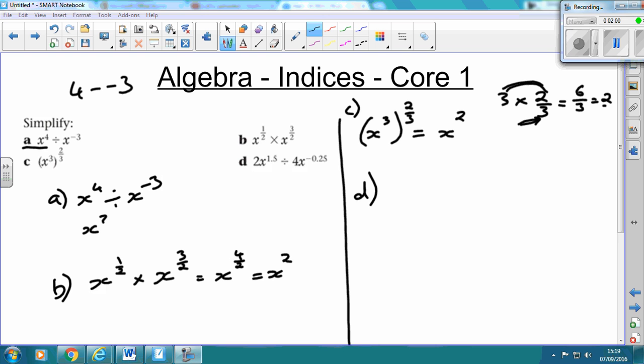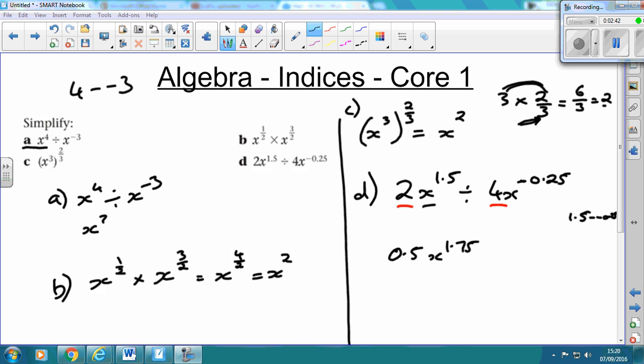Now question D. You've got 2x to the power of 1.5 divided by 4x to the power of minus 0.25. So if we start with numbers, we do the 2 divided by the 4 first of all. So 2 divided by 4 is 0.5. And then we've got x to the power of 1.5 divided by x to the power of minus 0.25. So that's going to be, if we subtract the powers, 1.5 take away minus 0.25, so that's a plus. So it's going to be x to the power of 1.75.